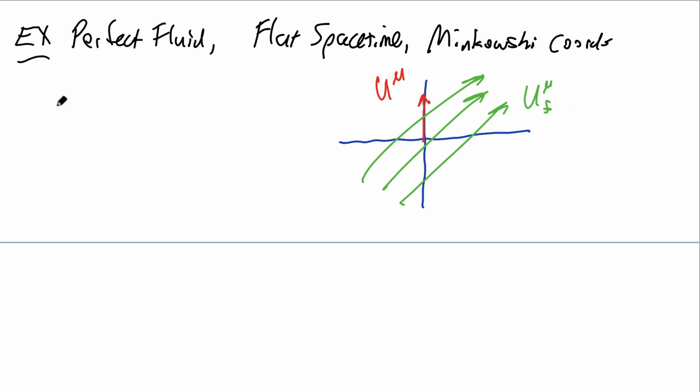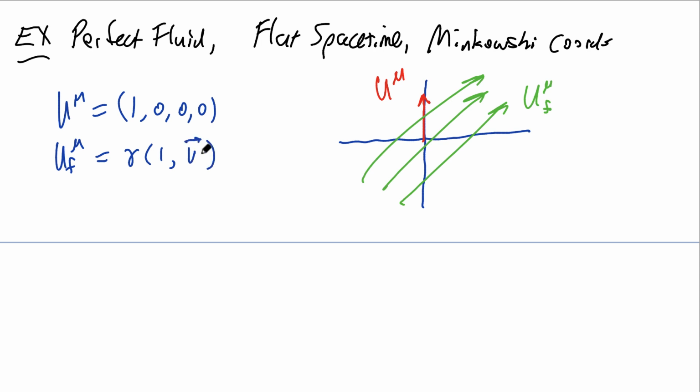And in these coordinates, u^mu is just 1, 0, 0, 0, and u_f can be written as gamma times (1, v), where v is the velocity of the fluid as seen by this observer in this frame. And of course, gamma is 1 over the square root of 1 minus v squared. So now we can write the energy density as seen by this observer.